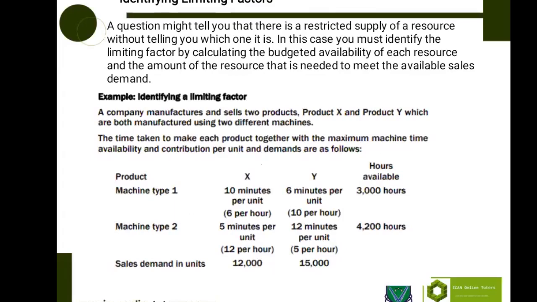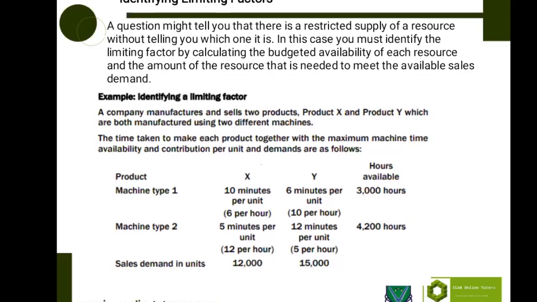The question might actually tell you outrightly that there is a restricted supply of a particular resource. Sometimes they can mention which resource is limited. Sometimes you will be the one to identify the limiting factor by yourself, by calculating the budgeted availability of each resource and the amount of resource that is needed to meet the available sales demand.